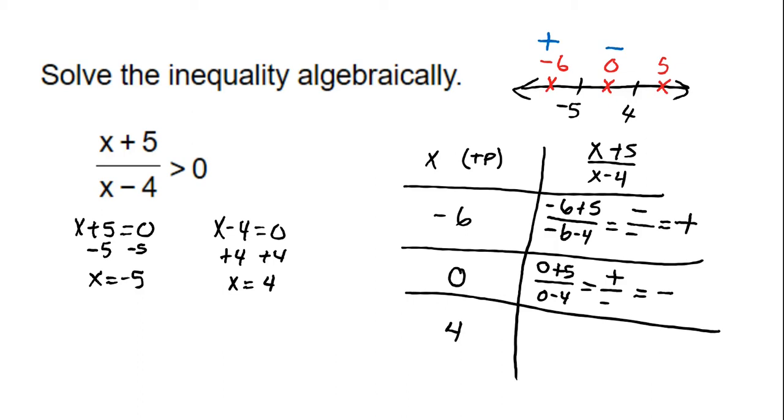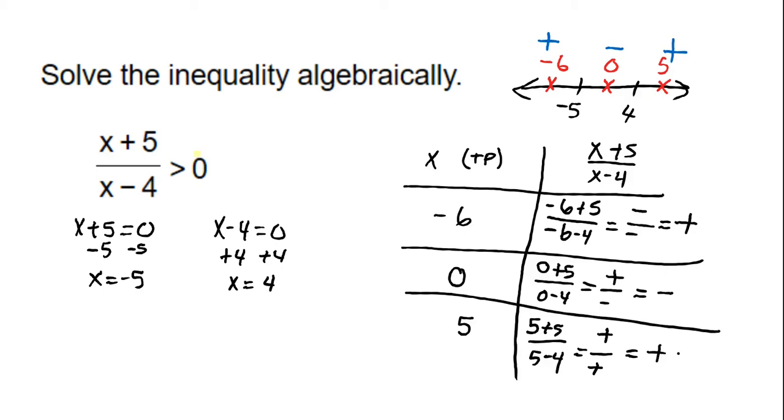Then our last test point, I'll substitute that to get 4 plus 5 over... I substituted the wrong value. Okay, my test point is a 5, not a 4. So substituting my test point of 5, I get 5 plus 5 over 5 minus 4. 5 plus 5 is a positive, 5 minus 4 is a positive, and a positive divided by a positive is a positive. So this last interval is a positive. The rational expression is a positive in that interval.